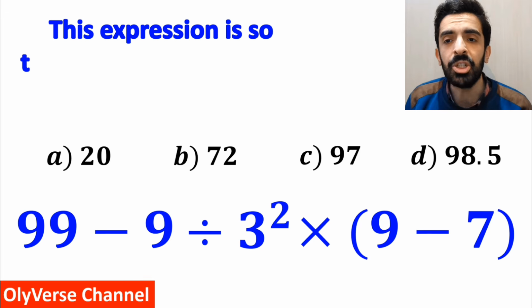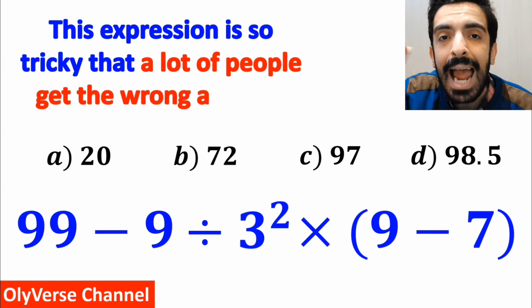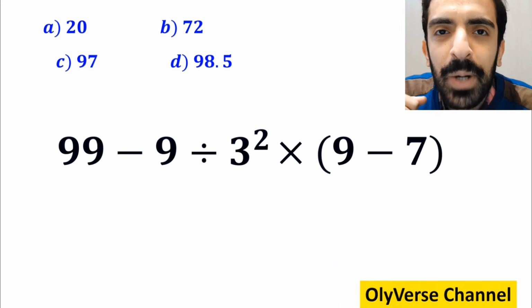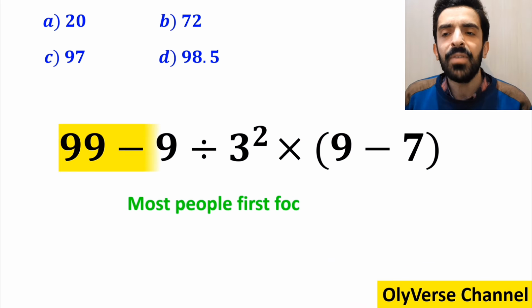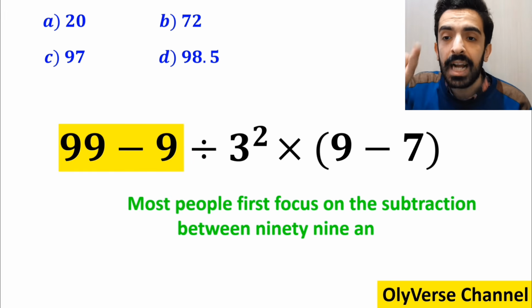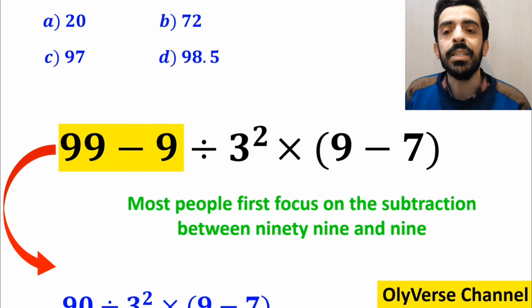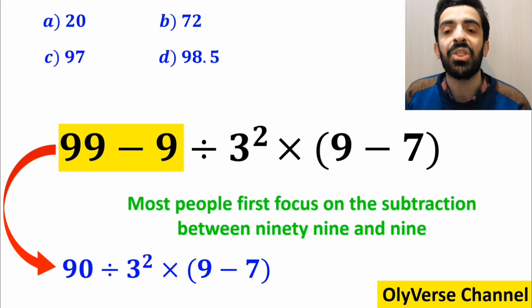This expression is so tricky that a lot of people get the wrong answer. Let's dive in and break it down step by step together. To solve this question, most people first focus on the subtraction between 99 and 9, and they rewrite the whole expression as 90 divided by 3 to the power of 2 multiplied by 9 minus 7 inside the parentheses.